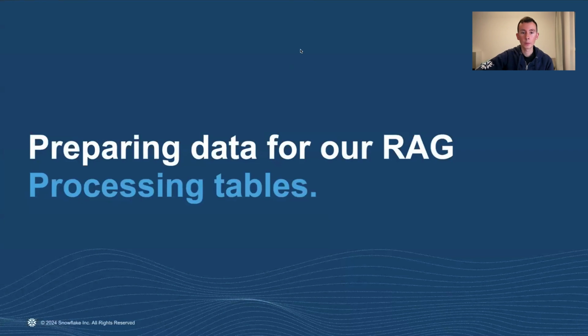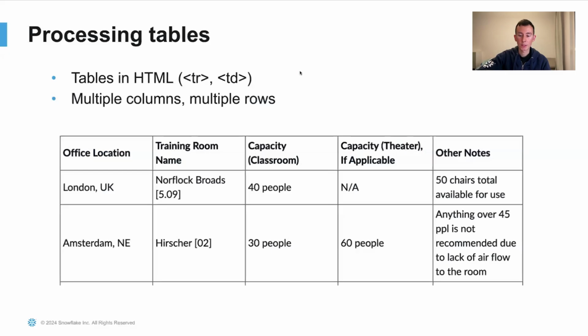Now I will talk to you about how we are processing tables from HTML web pages. It can happen that in some articles, we have tables, as I said before, with information for different locations. On the screen, you can see an example. We have different locations for London and for Amsterdam. And for each location, we have information about the number of people that you can fit in a room.